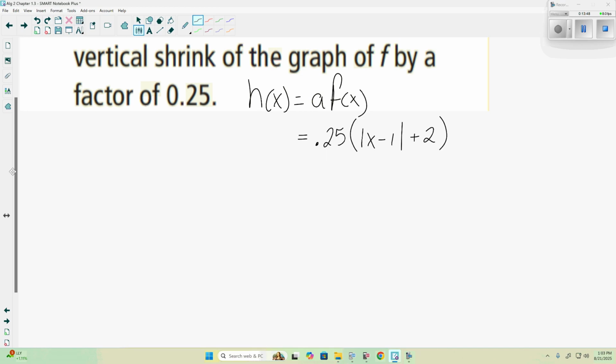There's nothing that says we can't, but if it helps you to put them in one at a time, we put the 2 in, 2 times 0.25 times f of x. Then write it as 0.25 times, parentheses, our absolute value plus 2. Do that, because then we'll do the same thing. We're going to multiply by 0.25. 0.25 times the absolute value of x minus 1 plus 0.5.